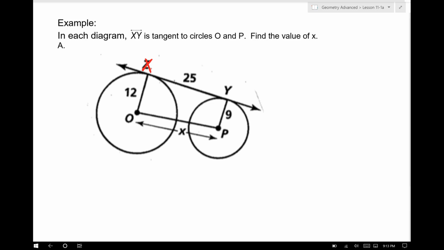It's tangent to both. But what do I have drawn for circle O and circle P? I have a right angle drawn. Right? Because the radius to the point of tangency is a right angle. Now, I want to know x, which is the distance, and this is a lot of times will be written out like this, the distance between the two centers. All right? So I want to know the distance between the centers of the two circles.